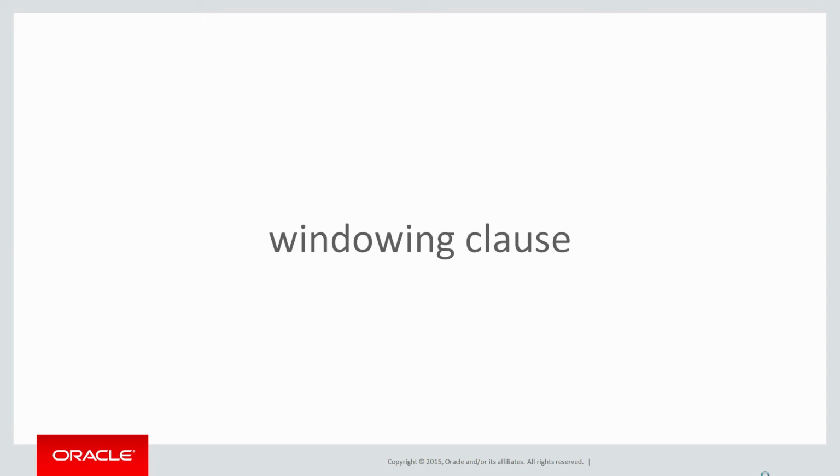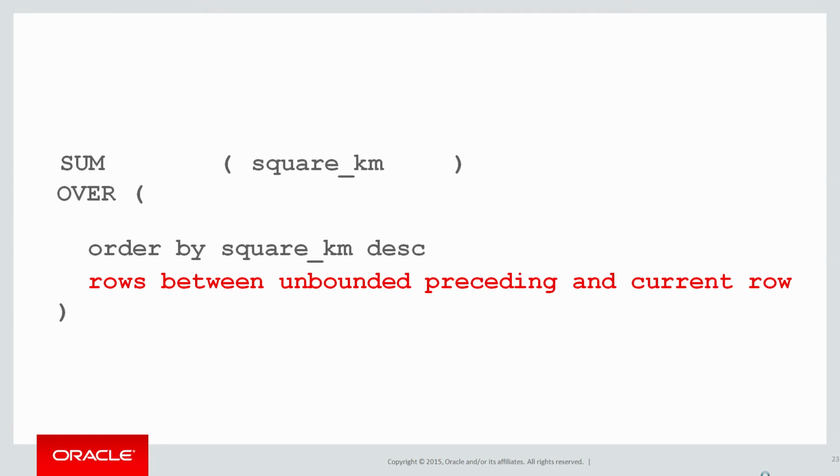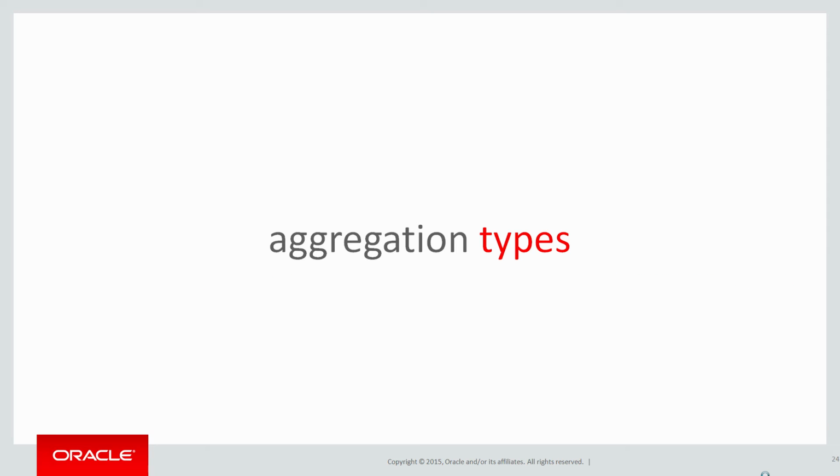We looked at the windowing clause, perhaps one of the most misunderstood parts of the analytic syntax. It defines how broadly the aggregating function applies, and here are some of the examples. We had many examples to cover the unbounded preceding and current rows and all the variations on windowings we could do. We looked at the critical concept of aggregation types.